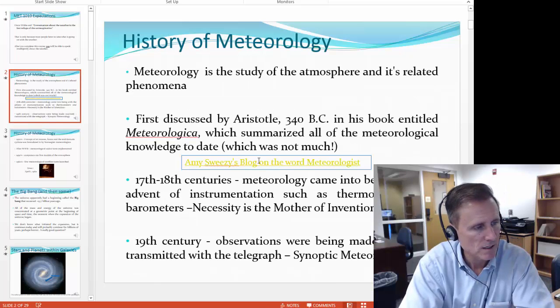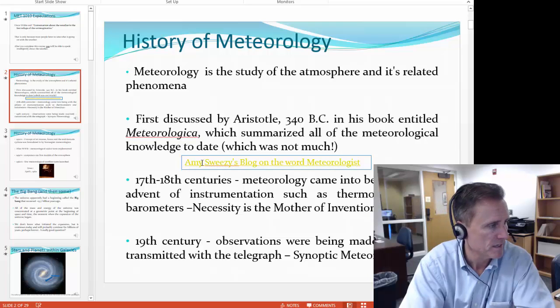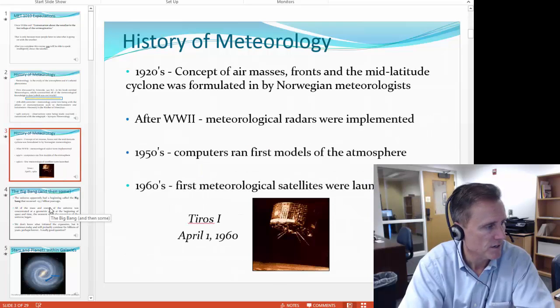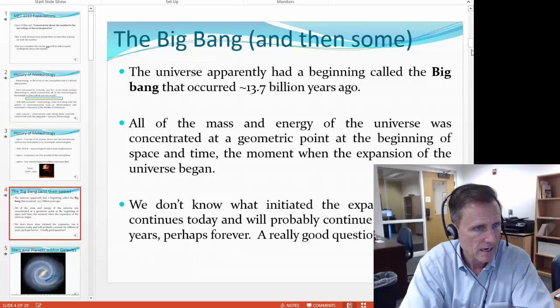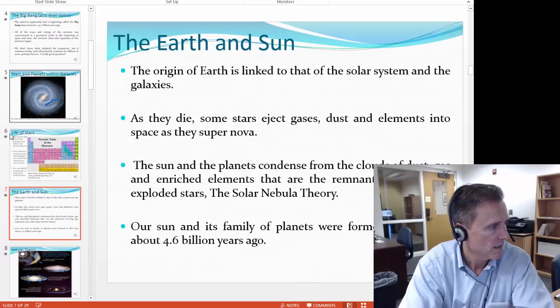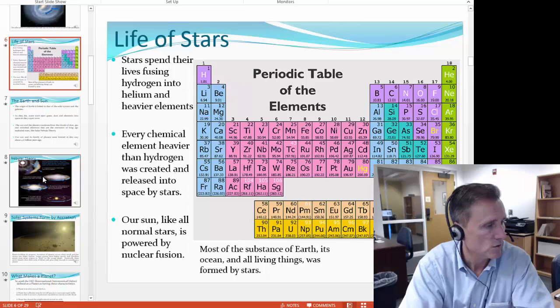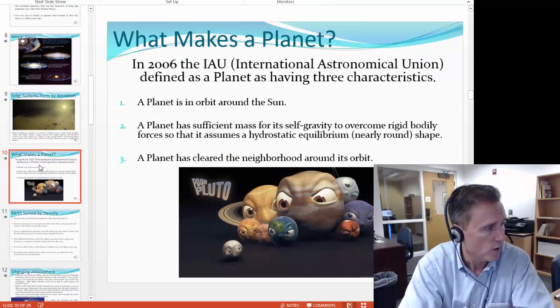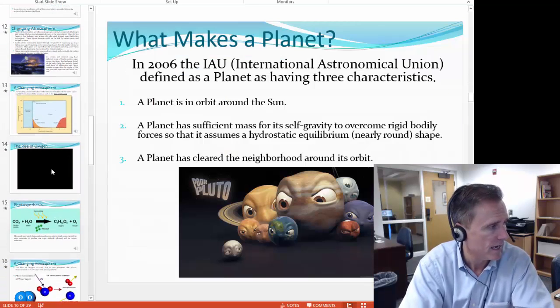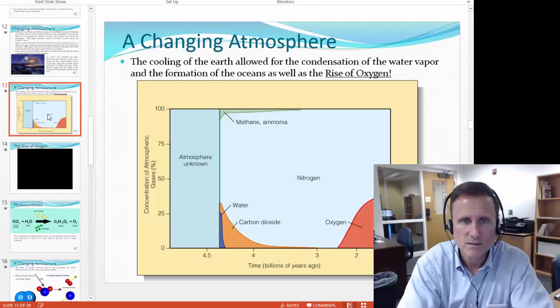Sometimes you find a little hyperlink to a different little piece of content. Lots of different stuff in here. You're going to learn about the Big Bang, and then our place in the solar system, periodic table, solar nebula theory, what makes a planet, and then right on down to the beginning of the changing atmosphere.